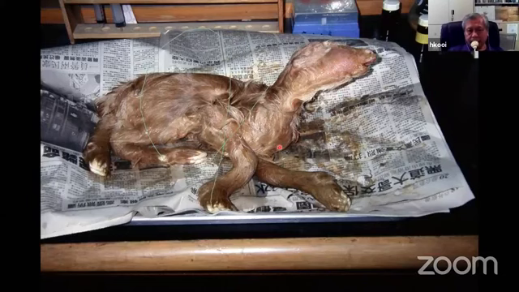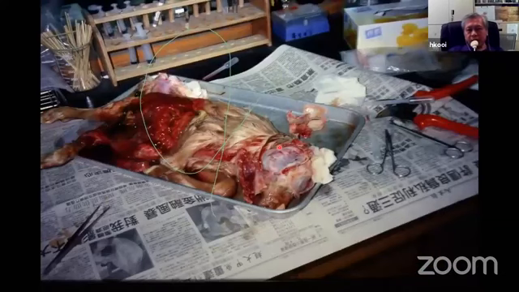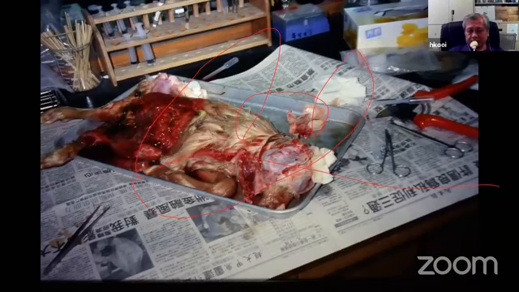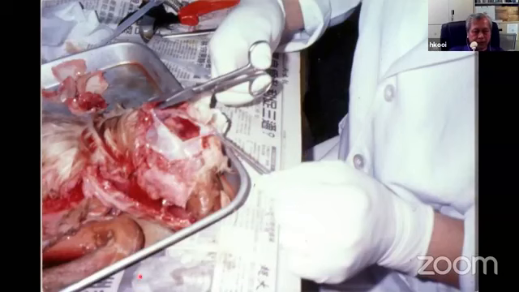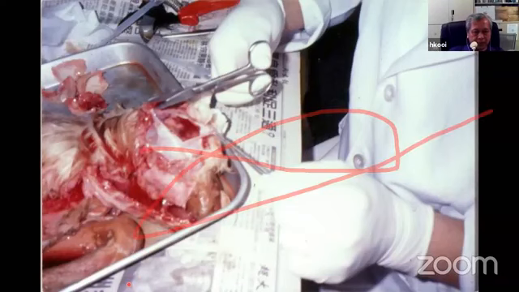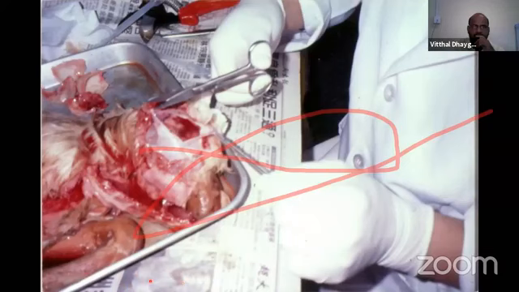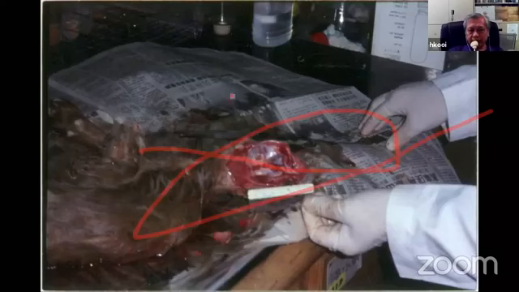Okay, and next, we open up the brain. So I just open up the brain and cut up the brain, and then there's a lot of water inside here.